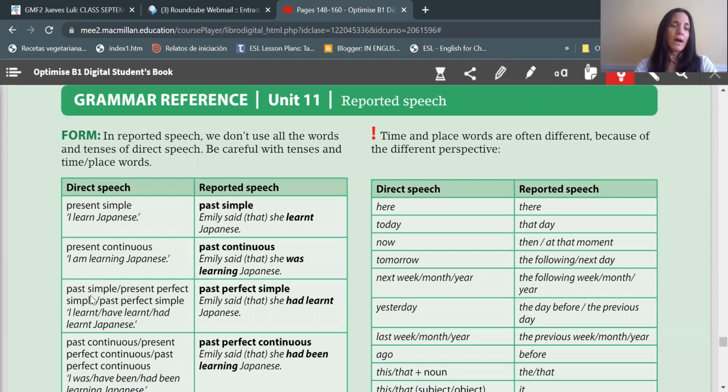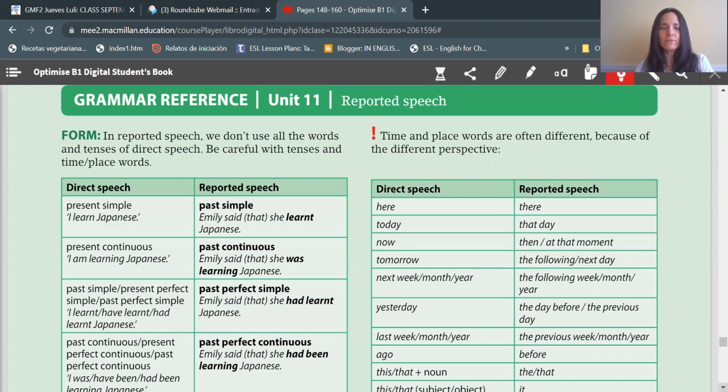Good. If you have past simple, present perfect simple, or past perfect simple, the past of these tenses, yes, is past perfect simple, okay? So if you have, I learned Japanese in past simple, or I have learned Japanese in present perfect, or I had learned Japanese in past perfect, yes, simple, then in reported speech, it's going to be in past perfect simple. Emily said that she had learned Japanese.